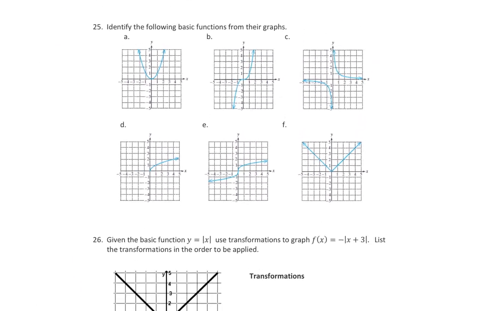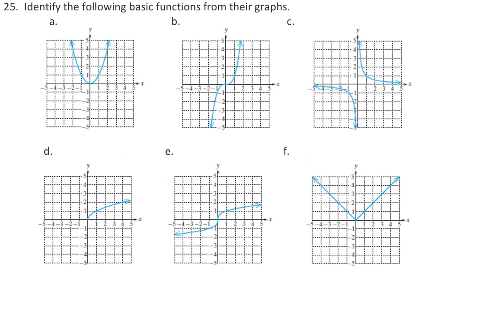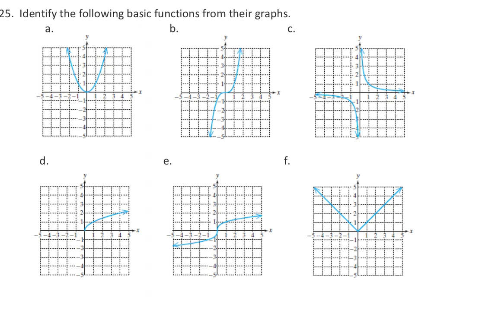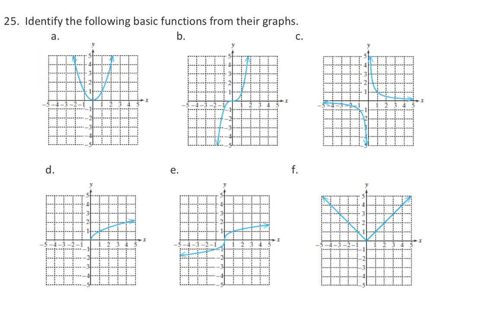For question 25, identify the following basic functions from their graph. So, for this one, I can see that we have two points pointing upward, up here and up here, so I know it's an even polynomial. And we have 1, 1 and 2, 4, so I know that this is a quadratic. This one, we have one going up and one going down, so I know it's an odd polynomial. And I know that that is going to be x cubed.